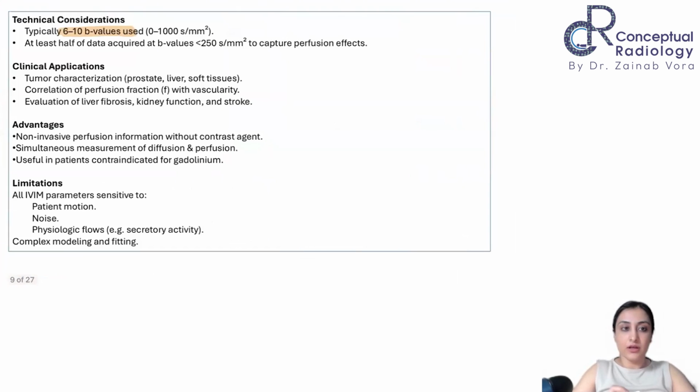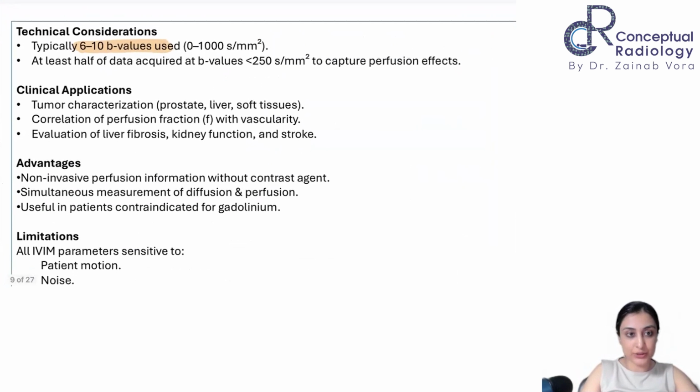ठीक है. चलो. So, क्या करना है? 6 to 10 B values लेते हो from low to high. At least half of the data acquired at B values less than 250. Yeah, so less than 250, very low B values पे आप लेते हो.